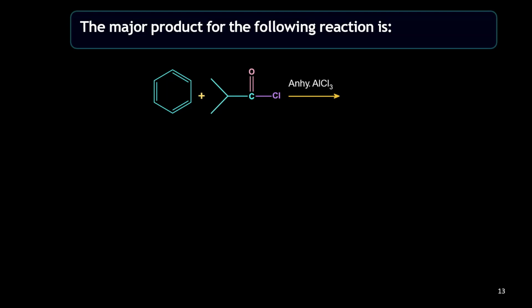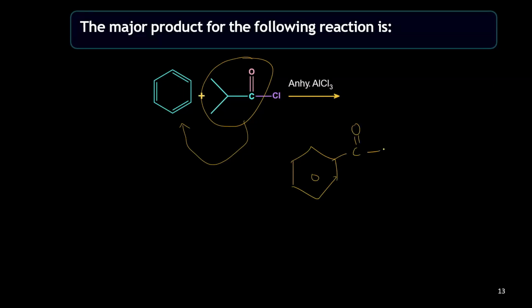This entire group will go and attach here, that's it. You will be drawing a benzene ring, C double bond O, put it like this, that's it, over. Or else you can draw it like this.